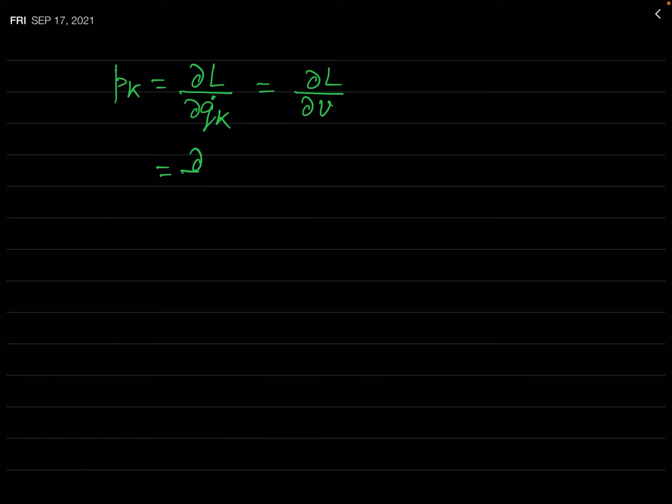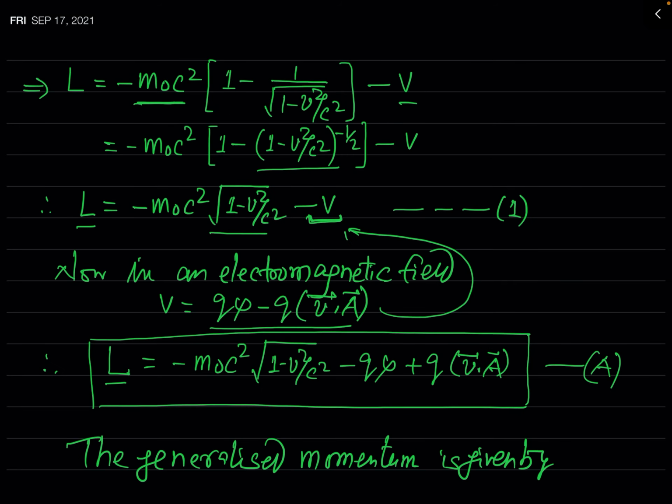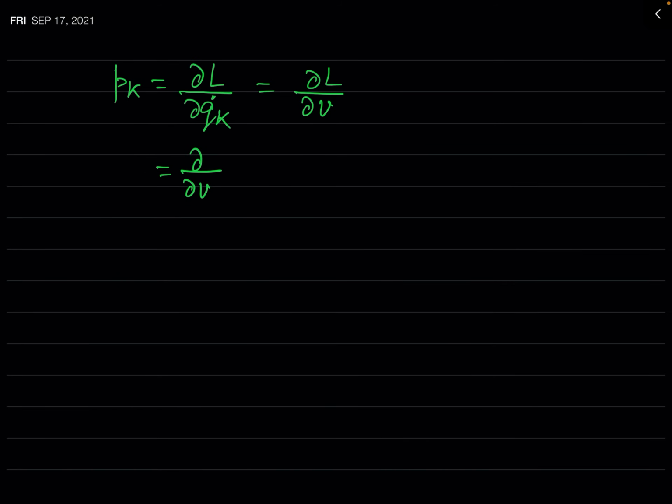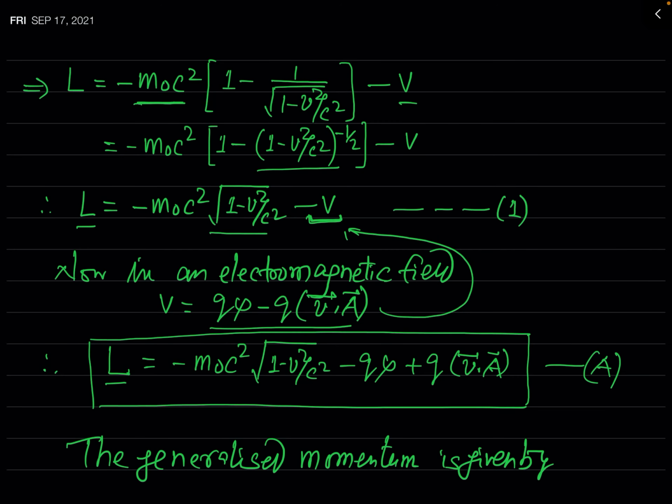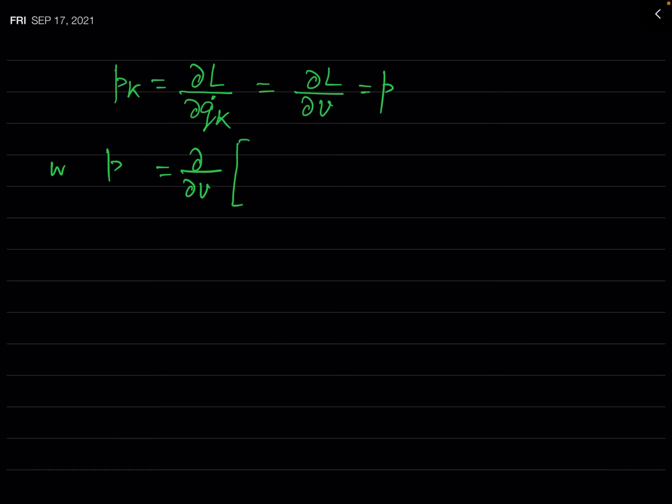Now, let us substitute the value of L, which you have just obtained, in this equation A, and then find the value of pk, or you can say P. When you write del V, we will write it P, not pk. So P is equal to del L by del V. And what is the expression for L? You can see it here. In this equation, we have actually obtained this expression for L. So let us put this.